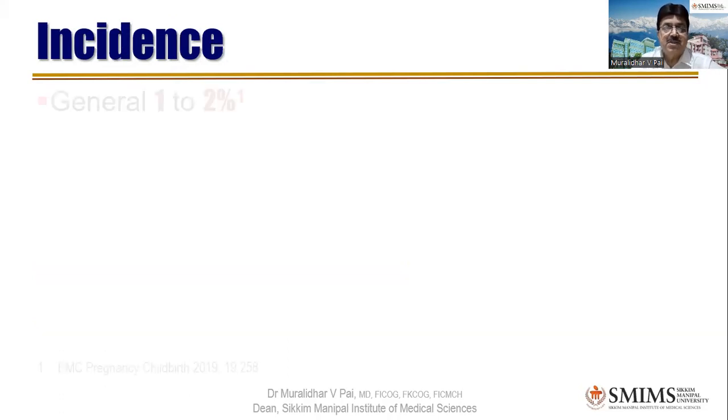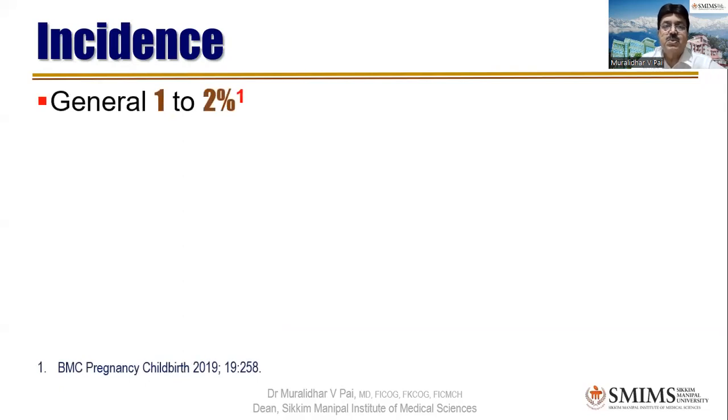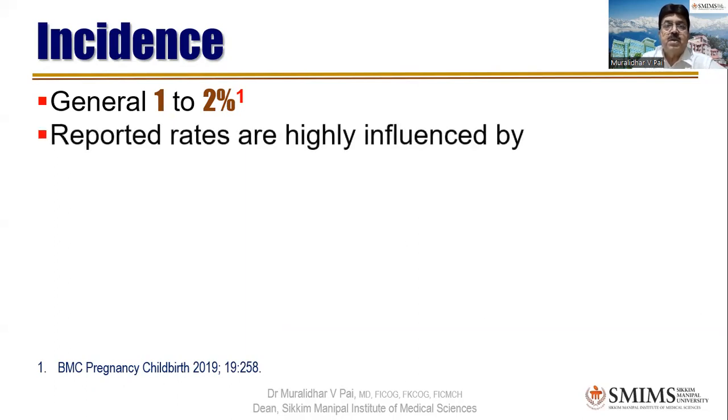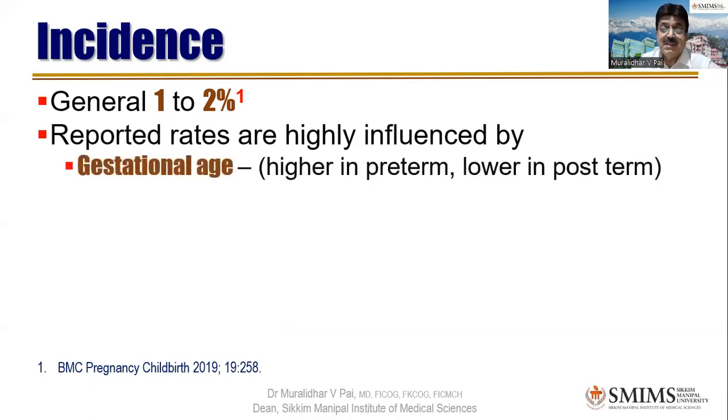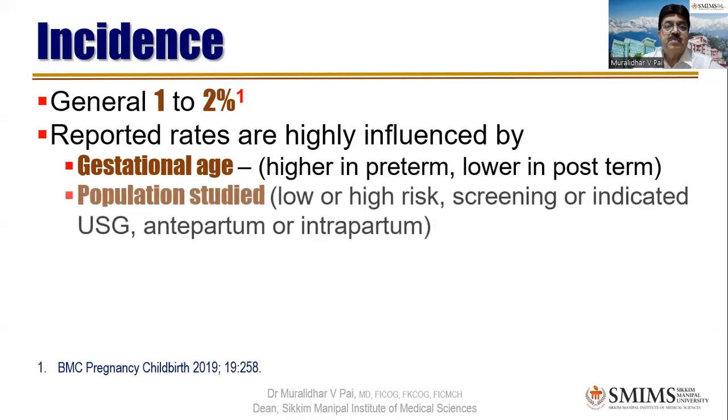What is the incidence? Fortunately, it is not that common. It's only 1 to 2% in the general population, which may include GDM, may not include GDM. But if you take only the diabetic population, it may be more. Reported rates are highly influenced by gestational age. Obviously, it is higher in preterm, lower in post-term. Of course, at term, it comes down to around 1 liter. We all know that. And after term, it drastically comes down.